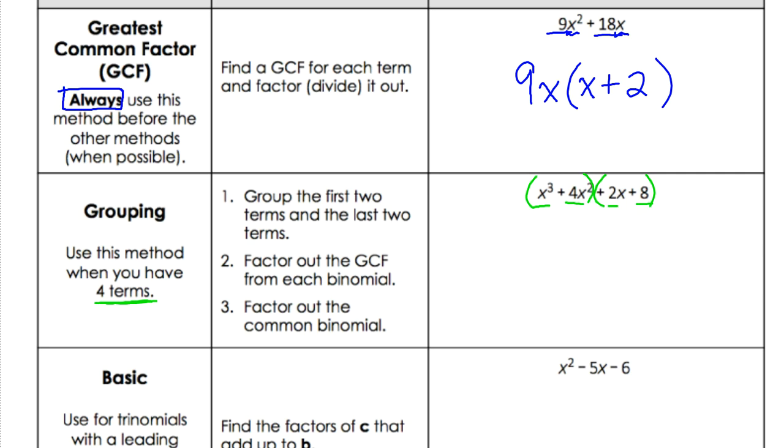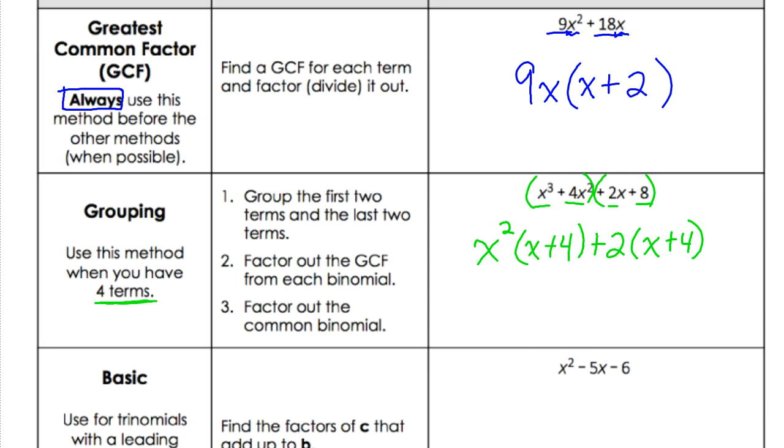So for these first 2, we have x cubed and x squared, so I can factor out an x squared from those first 2. And when I do that, that leaves me with x plus 4. The second set of parentheses, or the second binomial, when we look at 2 and 8, those have a GCF of 2. So I'm going to take that out, and that leaves me with x plus 4. And one thing that's nice about this method is that we know we've done it right if those new binomials in parentheses match each other.